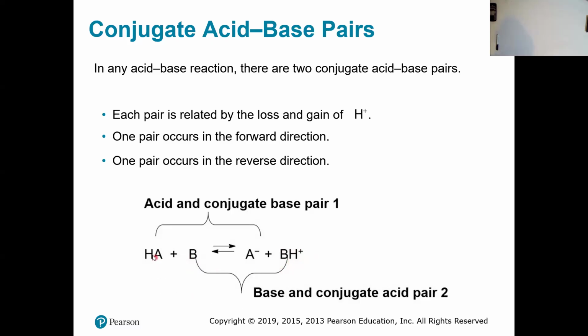There's always going to be one thing on the reactant side that's connected to one thing on your product side. The other thing on your reactant side will be connected to the other thing on your product side. Each of these pairs is going to be related by the loss and the gain of a hydrogen ion. So you'll be able to look at each component and pick out the acid-base pair, the two things that are linked together, because they'll be different from each other by just one H plus ion.